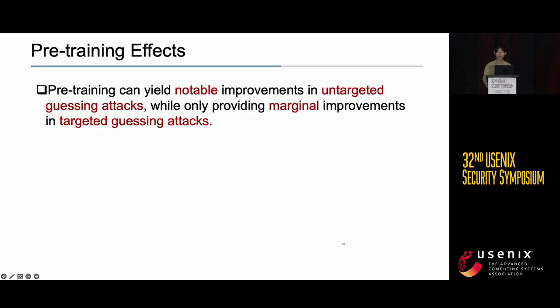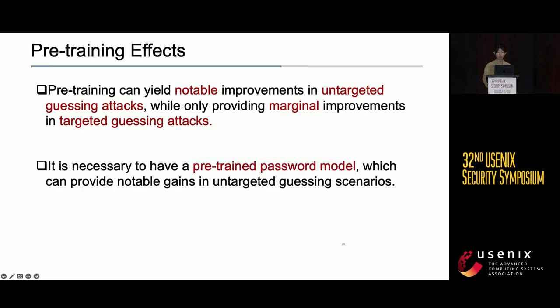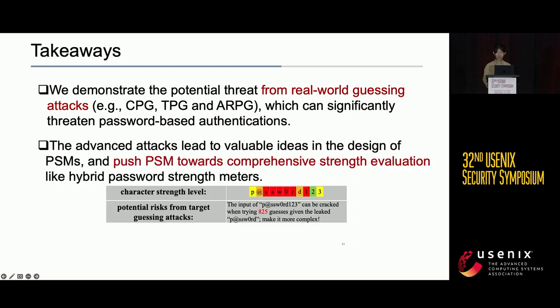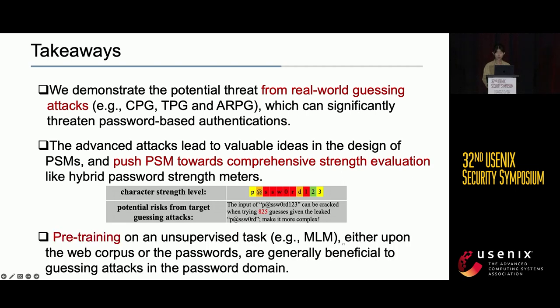We summarize that pre-training can yield notable improvements in untargeted guessing attacks, while only providing marginal improvements in targeted guessing attacks. Also, we show that it's necessary to have a pre-trained password model, which can provide notable gains in untargeted guessing scenarios. We hope that this paper can uncover potential threats from real-world guessing attacks. This attack can provide valuable ideas in the design of password transmitters, like hybrid password transmitters. Besides, we show that pre-training on an unsupervised task, either based on web corpus or passwords, is generally beneficial to guessing attacks in the password domain.